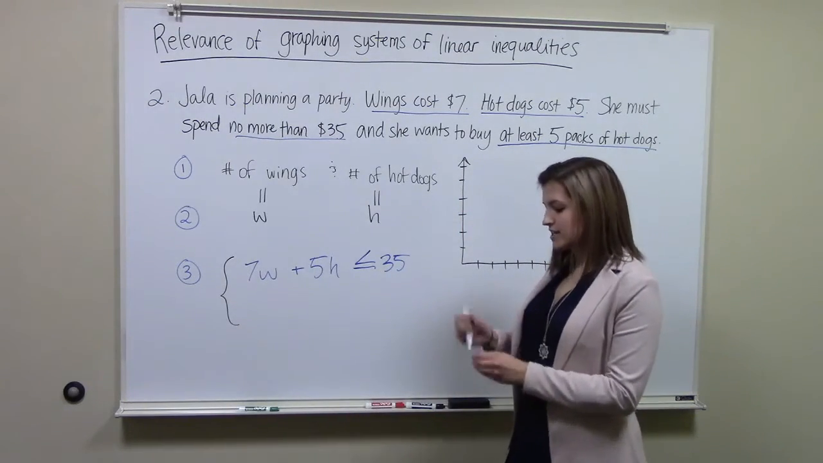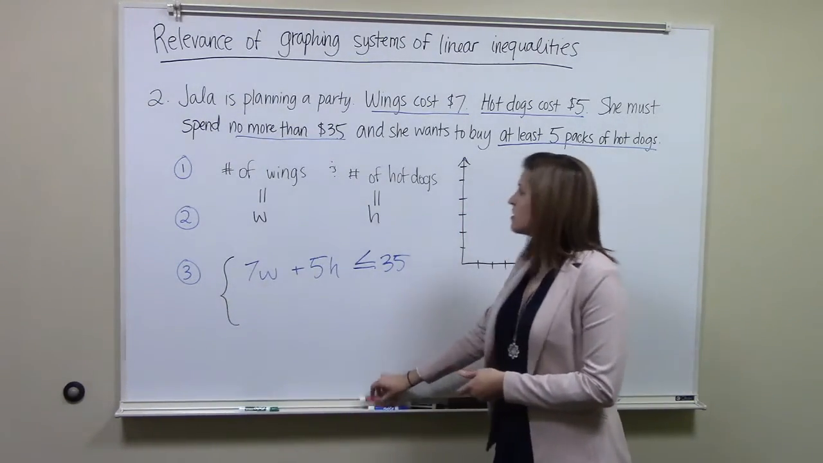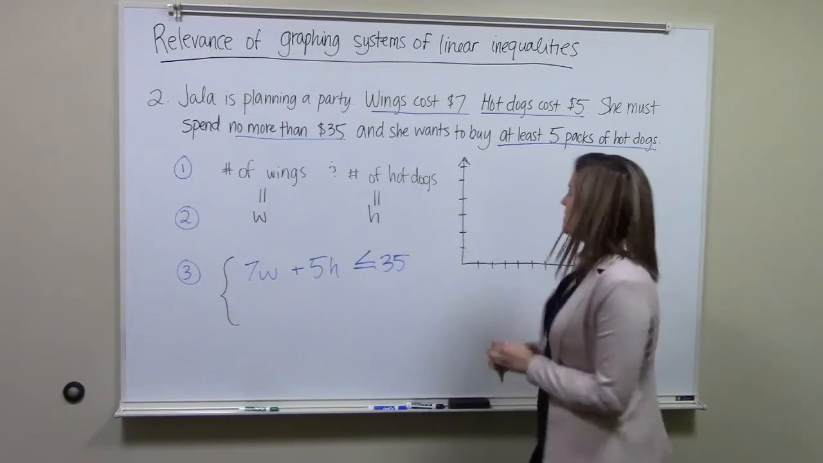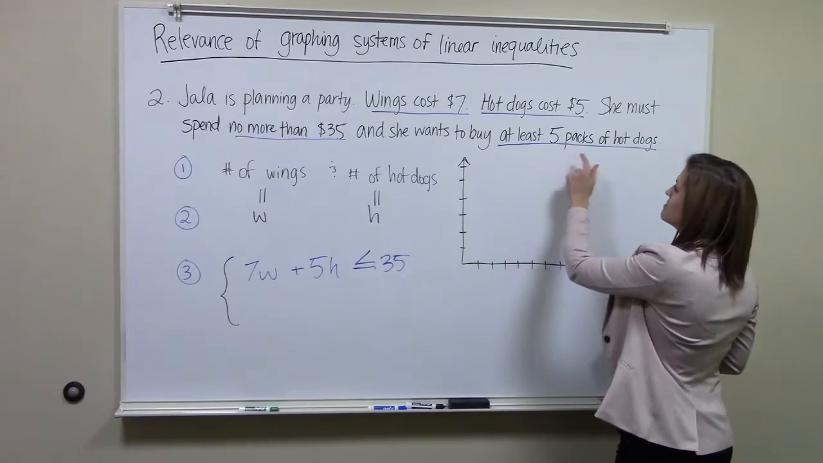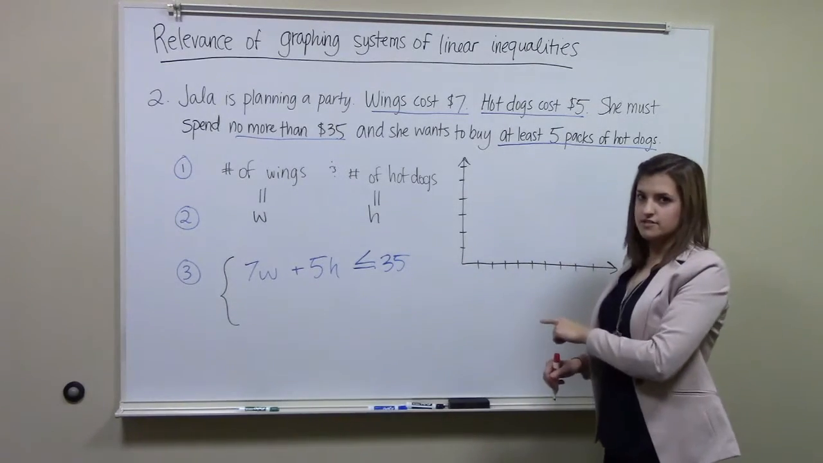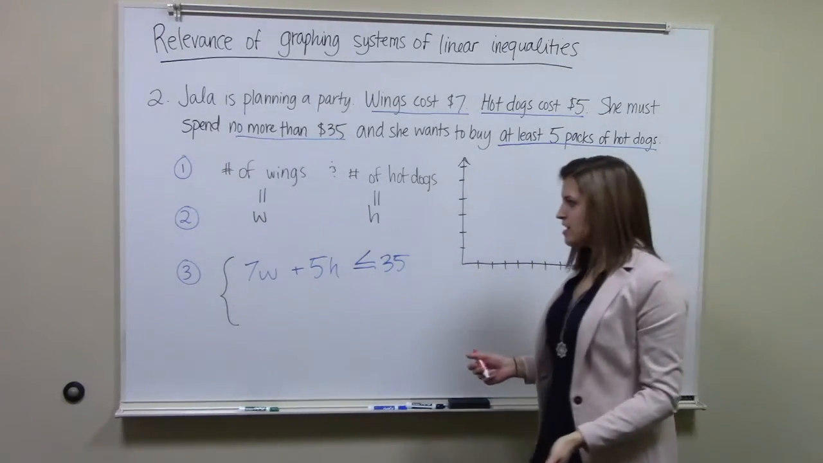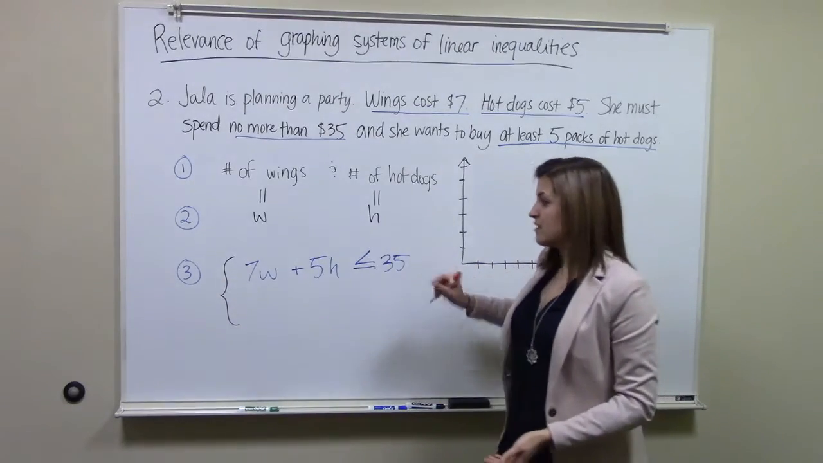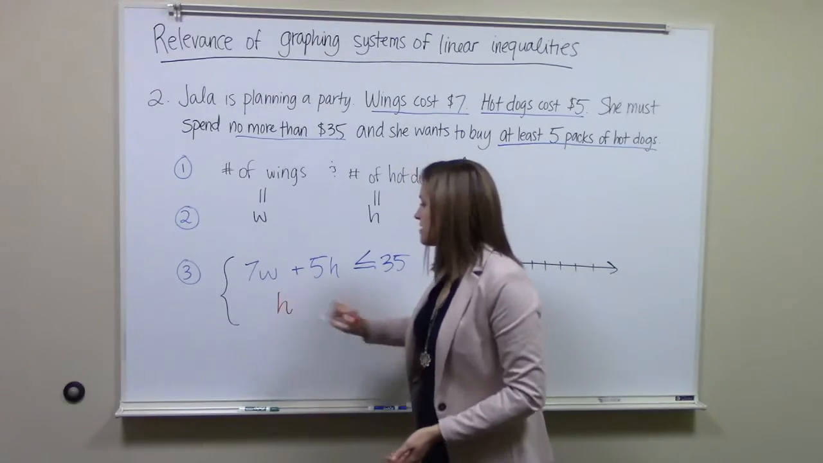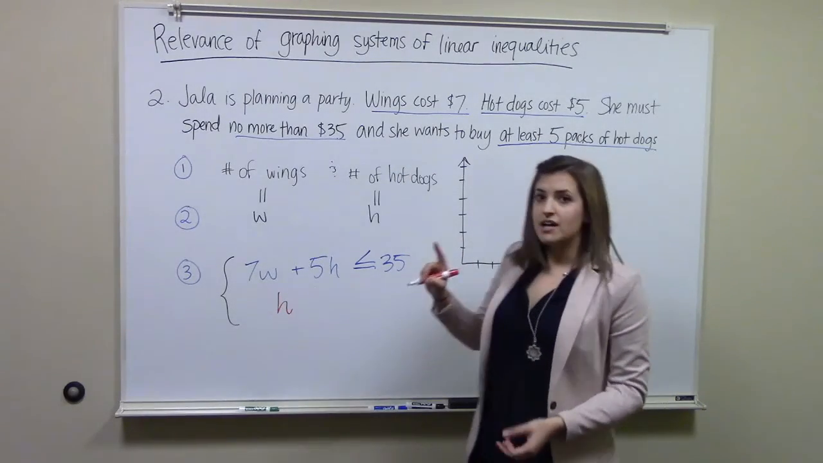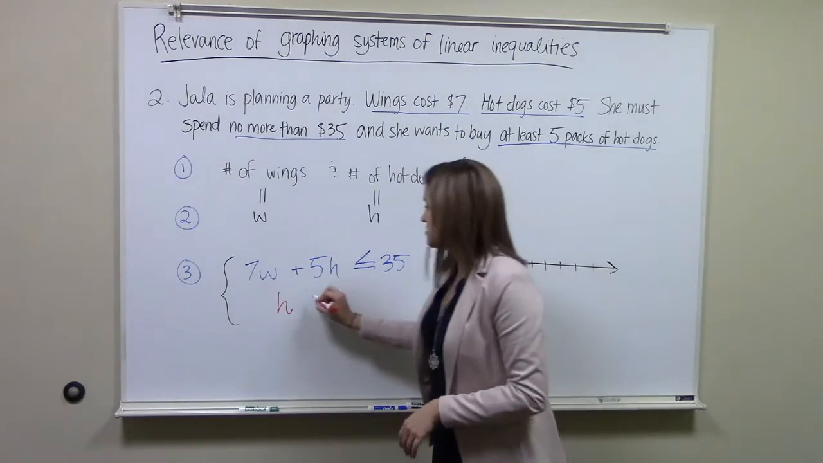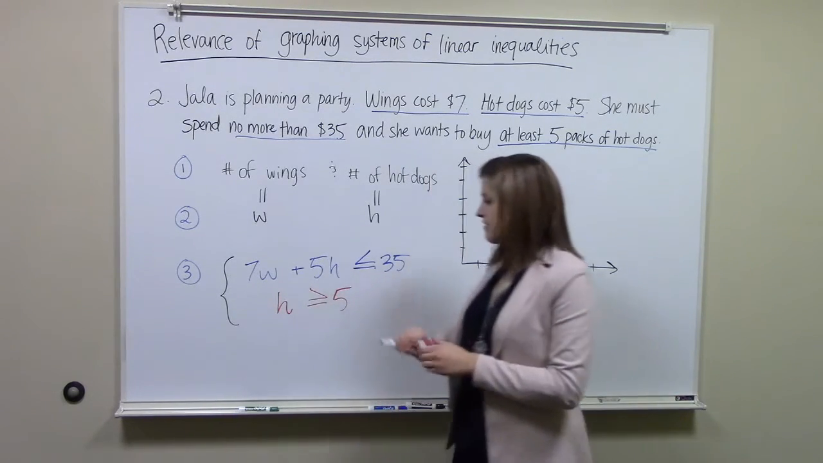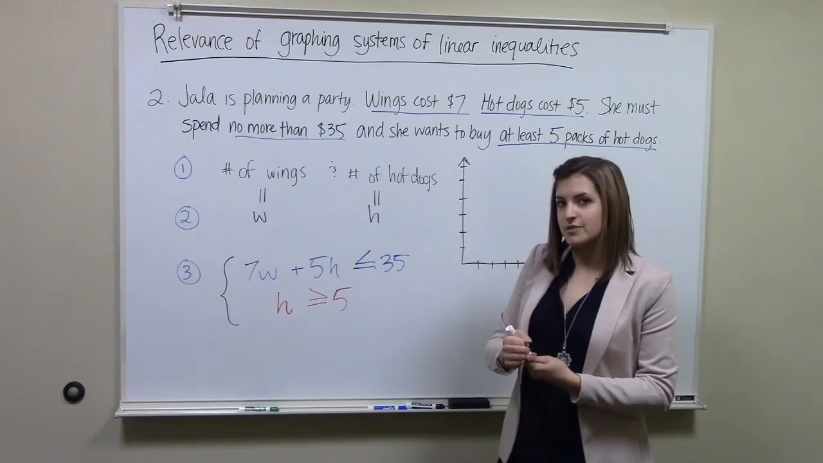All right, our second inequality here is about the number of packages. But it's not just packages of both. It says she wants to buy at least 5 packages of hot dogs. So this has nothing to do with wings. So we're just going to be using our variable for hot dogs. So the number of packages of hot dogs has to be at least 5 packages. So she wants it to be greater than or equal to 5. All right, now we can graph these inequalities.